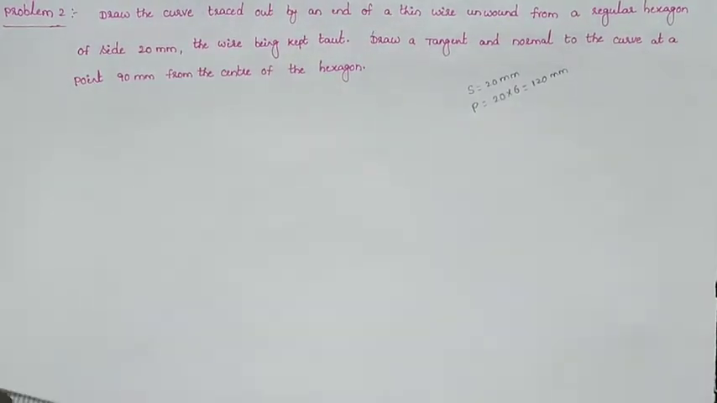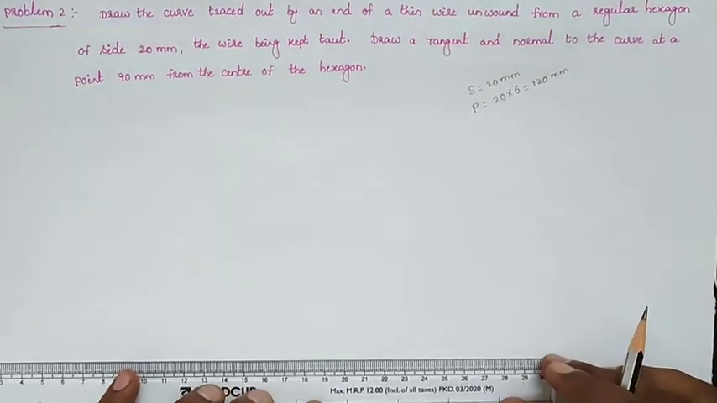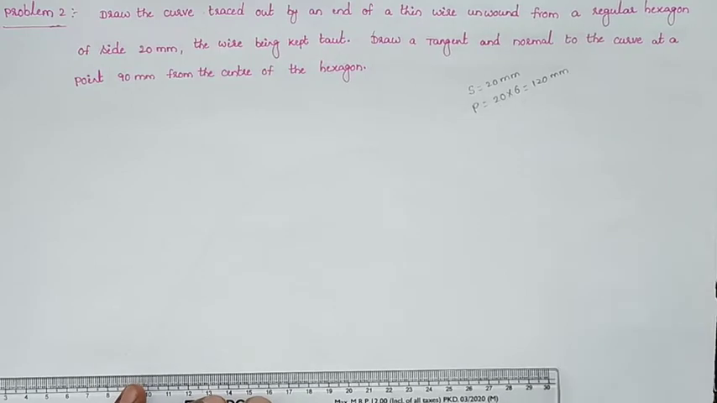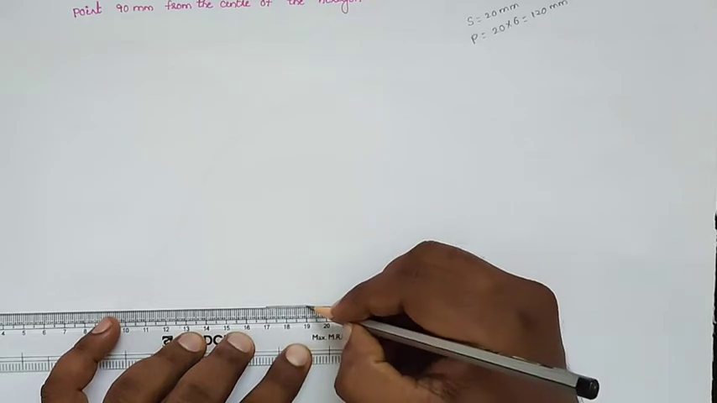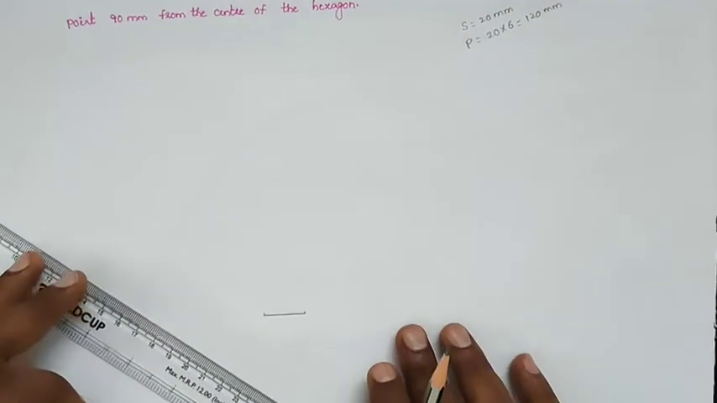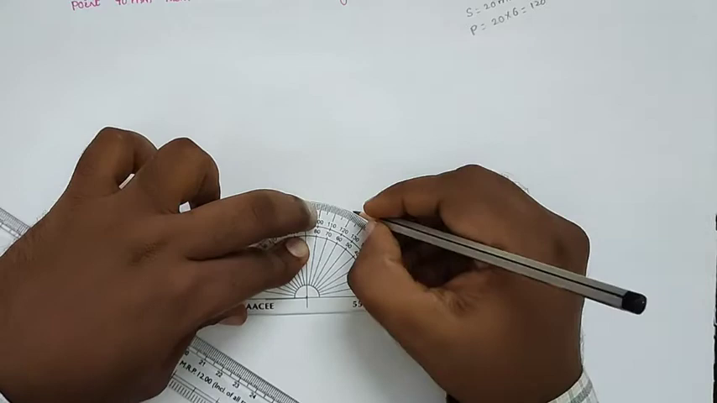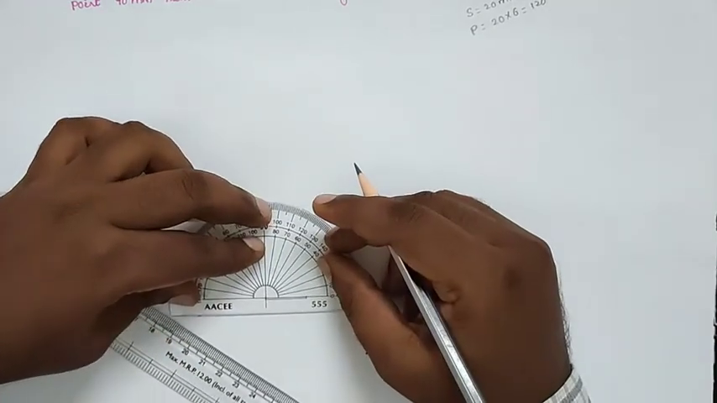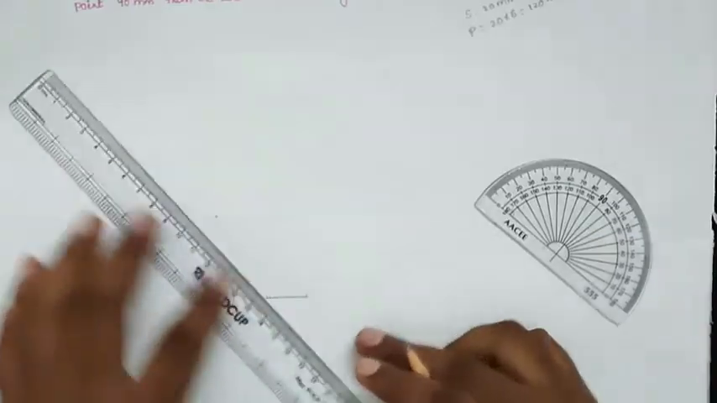So first of all, in this method we will construct a hexagon with all the sides 20 mm. By using the exterior angle method, we know that the exterior angle of a hexagon is 60 degrees. By taking each angle as 60, we will construct a hexagon.